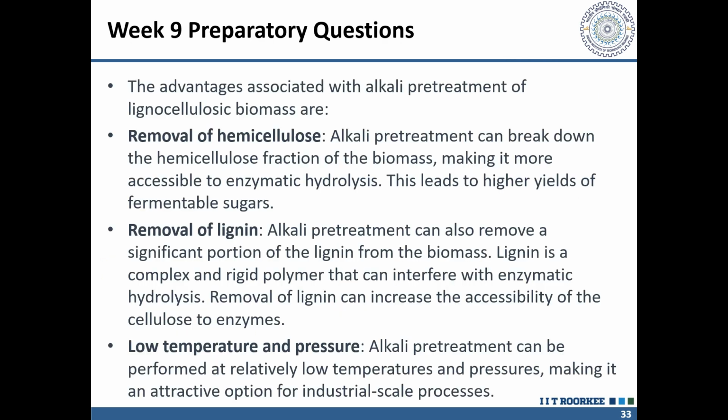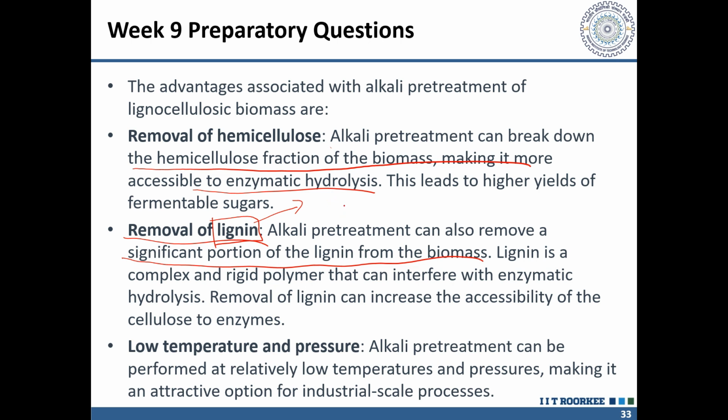So the advantages associated with alkali pretreatment are that it can break down the hemicellulose fraction, making it more accessible to enzymatic hydrolysis. And second is removal of lignin. We can also remove a significant portion of lignin from the biomass. Not all the lignin is removed; only some lignin is removed.